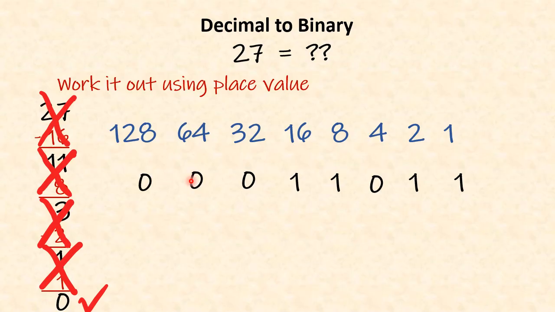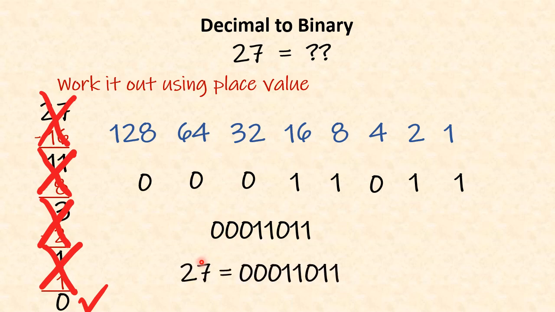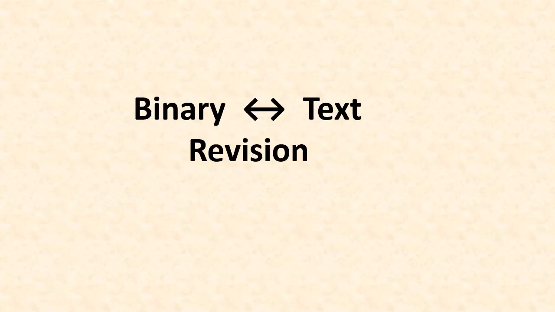Now, we're going to take these digits that we've got here and we'll make a number down here. So we'll go 00011011. And now we can say that 27 equals 00011011. And that's our decimal to binary conversion.